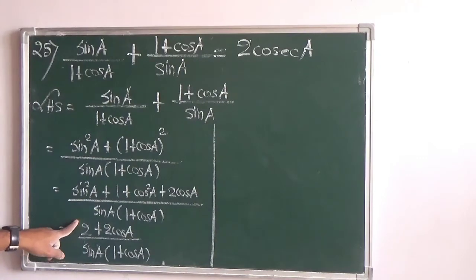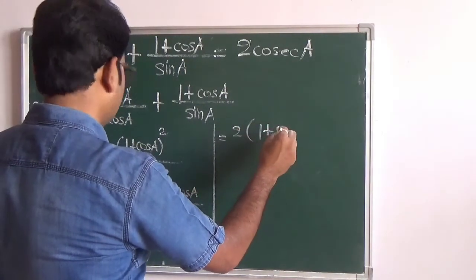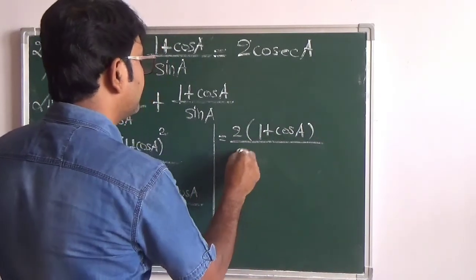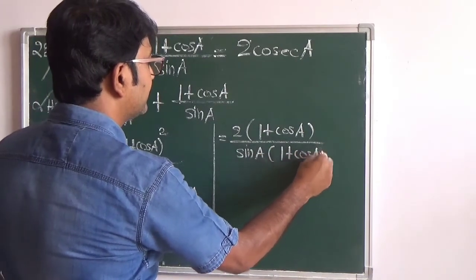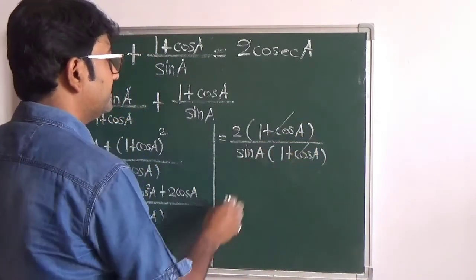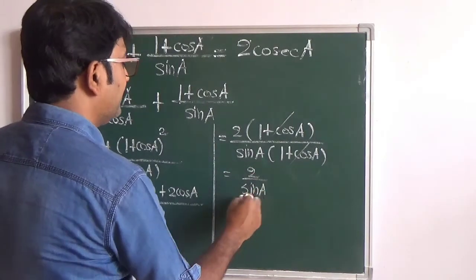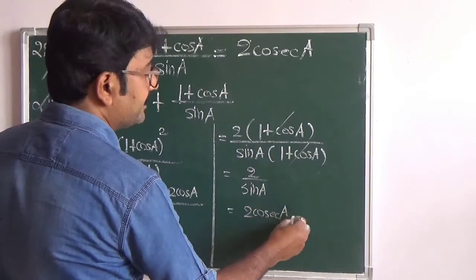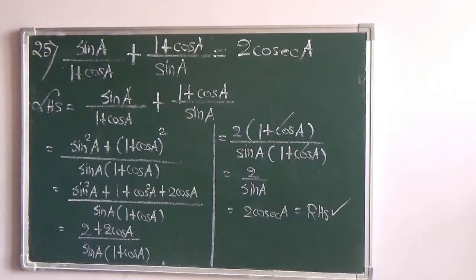You take 2 common from here. So if you take 2 common, so 1 plus cos A divided by sin A into 1 plus cos A. So these 2 are eliminated. We are left with 2 by sin A, and that is equal to twice cosec A by the reciprocal ratio, and this is the value of the right answer.